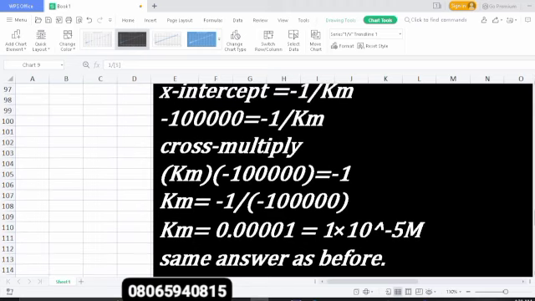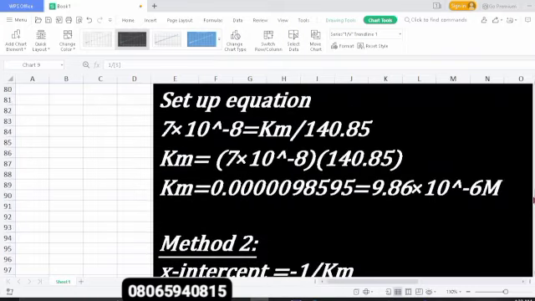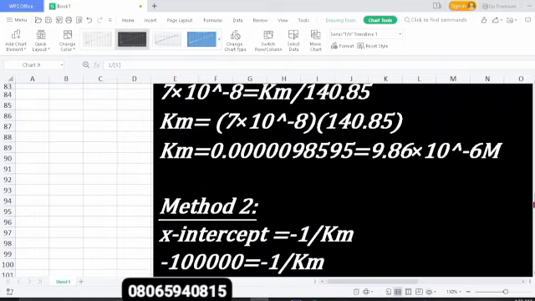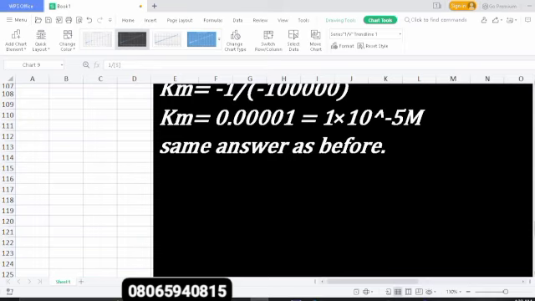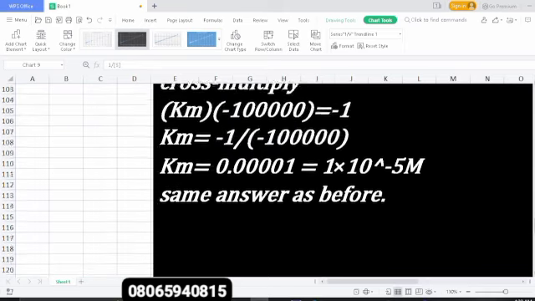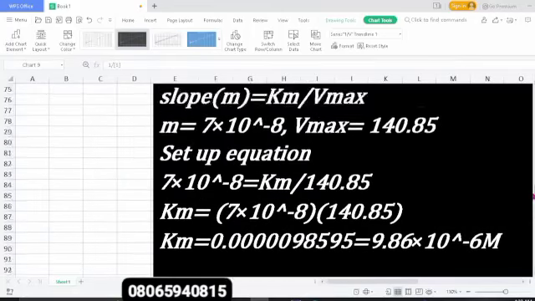But you might ask the question, this looks different from what we have. Here we have 9.86 times 10 to the power of negative 6 molar. And here we have 1.1 times 10 to the power of negative 5 molar. And here I am saying it is the same answer. Yes, it is the same answer.